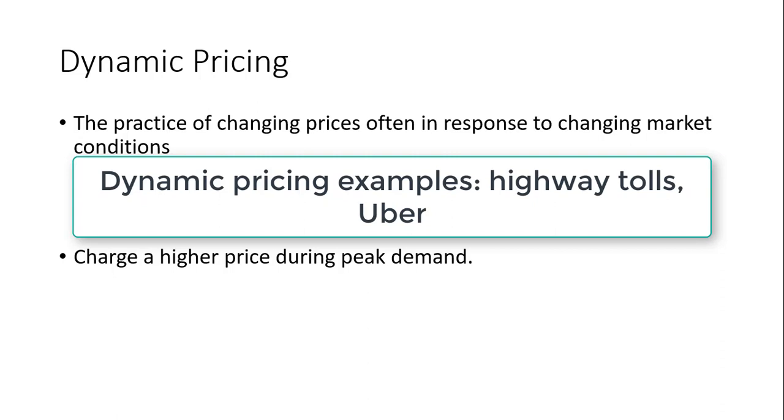Hello, in this video we're going to look at the dynamic pricing strategy. This is the practice of changing prices often in response to changing market conditions. Some highways, for example, change tolls to ensure there is no congestion. Uber changes fares based on weather conditions, rush hour traffic, and other special events.